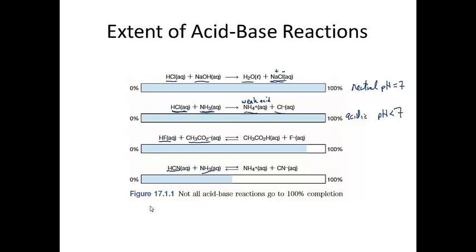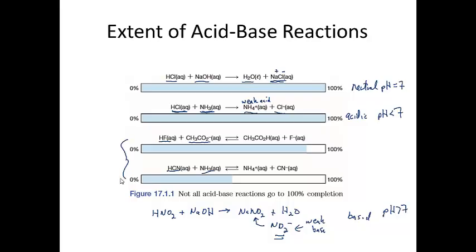If you, not shown here, react a weak acid with a strong base, for example, HNO2 plus sodium hydroxide, that goes 100% as well, and that makes sodium nitrite plus water. And the sodium nitrite contains nitrite ion, which is a weak base, and so therefore the solution there would be basic, because you have that weak base in solution, and the pH would be above 7.